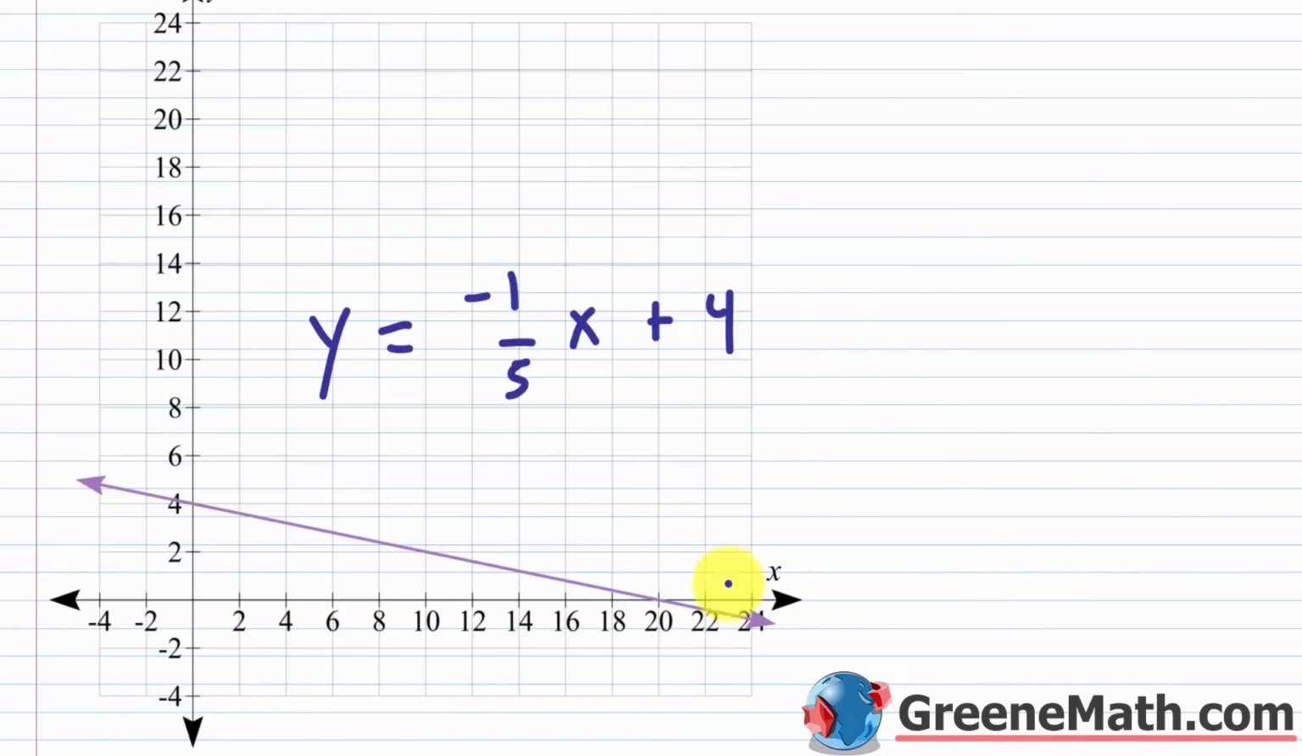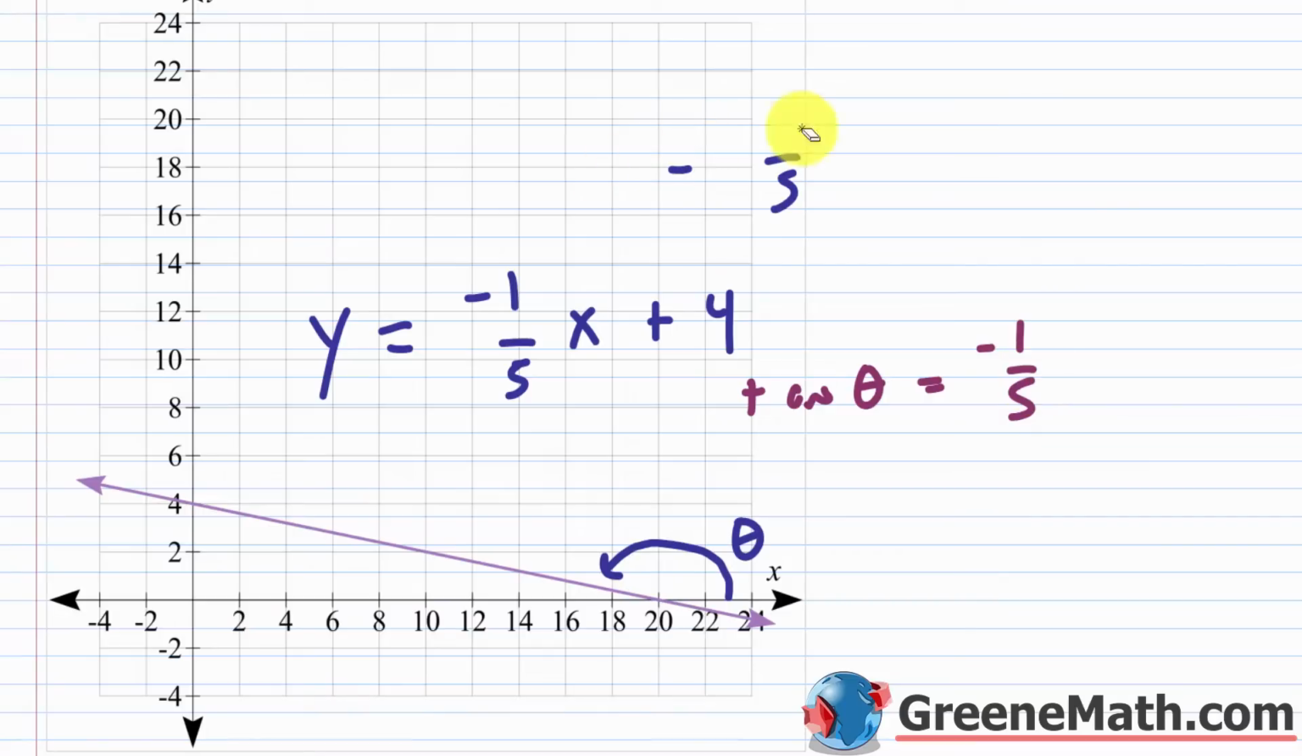So basically, you're looking at this angle right here, and we said that that was about 168.69 degrees. So this right here would be theta. So what we end up doing is saying that m, the slope, is negative 1/5, and we use our formula, and we say that the tangent of theta is equal to m. So m is negative 1/5.